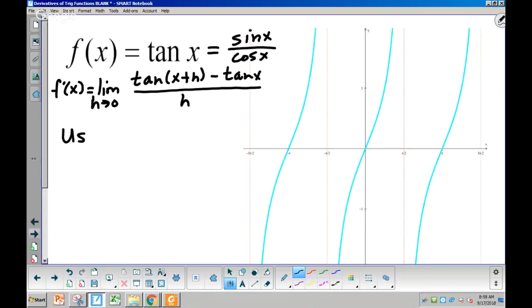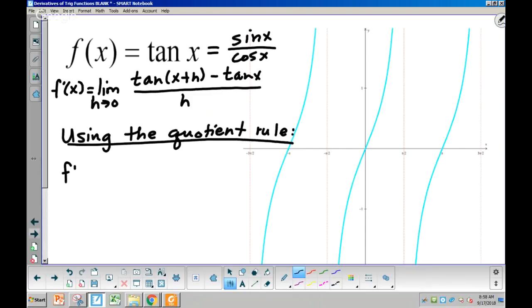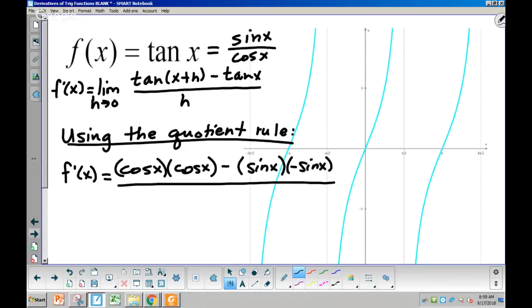So using the quotient rule, we would say f prime of x is ho, which is cosine x, d hi, which is the derivative of sine, cosine x, minus hi, which is sine x, d ho, which is negative sine x, all over cosine squared x, because that's ho ho.